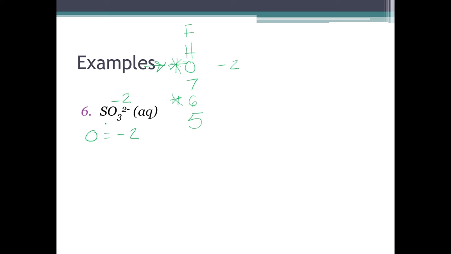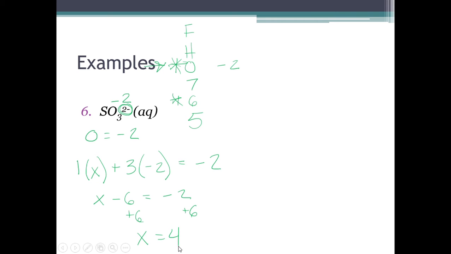And then we'll do our math. We have 1 sulfur. We don't know what its oxidation state is. We are going to add that to our 3 oxygens that each have a -2 oxidation state. When we add this all together, it should equal the -2 charge that every sulfite ion has. So then we have x minus 6 is equal to -2. Adding 6 to both sides, we get x is equal to 4. So the oxidation state on sulfur is a positive 4.